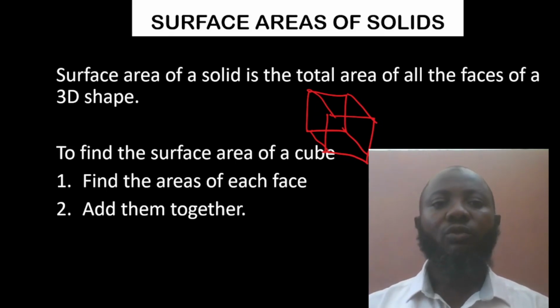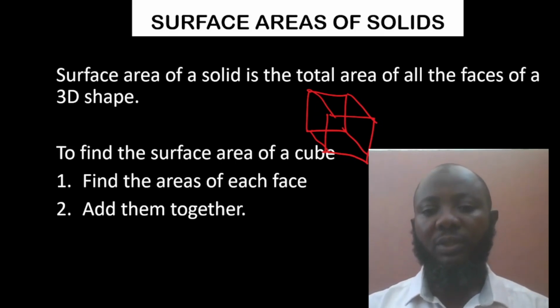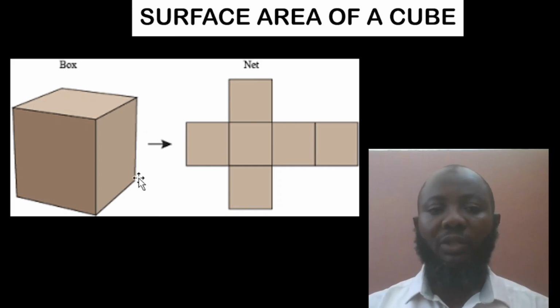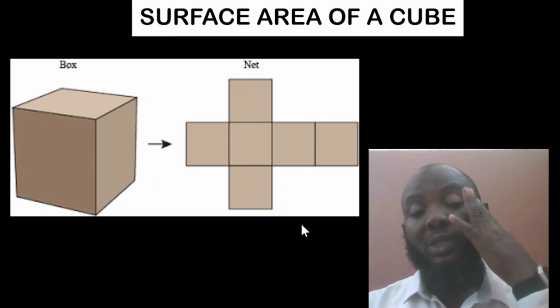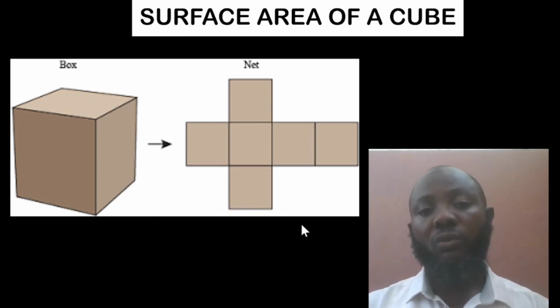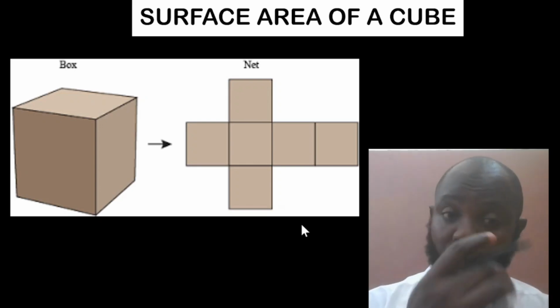To find the surface area of a solid, what we need to do is find the area of each face. After finding their areas, we add them together. It's as simple as that. So let's now look at the surface area of a cube. As you can see here, when you cut a cube, which looks like a box, into its net, this is what you're going to have as its net.